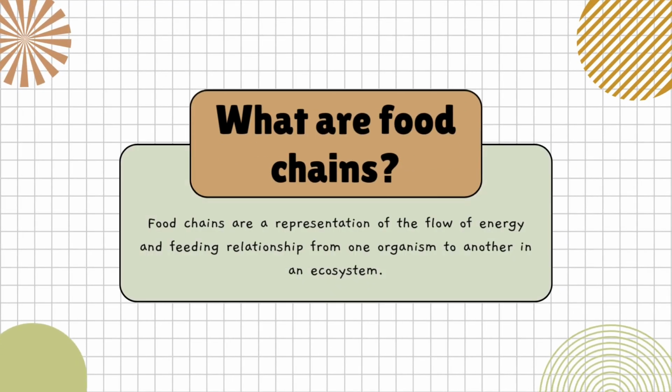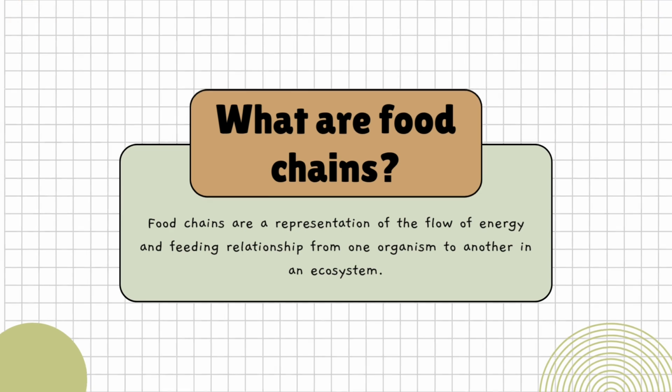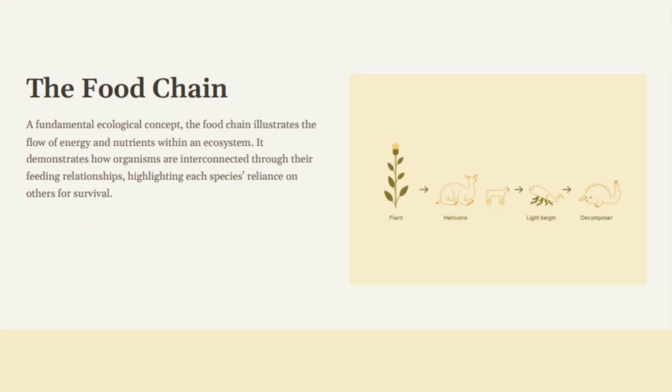All right. So what are food chains? Food chains are a representation of the flow of energy and feeding relationship from one organism to another in an ecosystem. So it's like the energy transfer. So paano ba naipapasa at nakakakuha ng energy yung iba't ibang organism by means of the food chain.